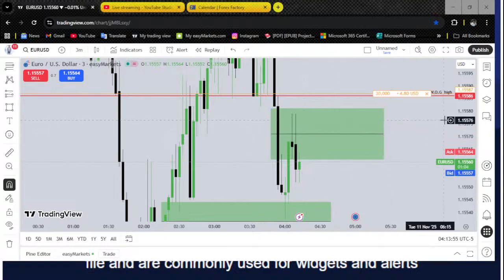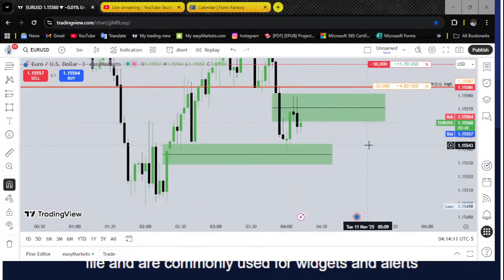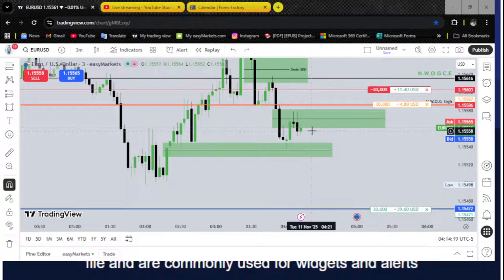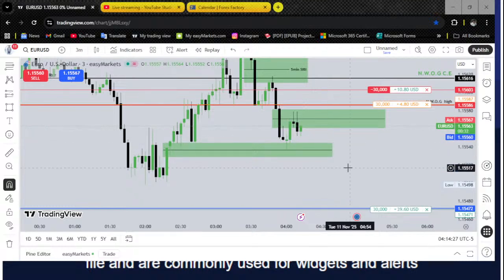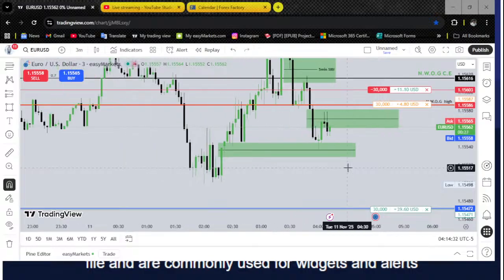Since it is already in the discount part of this fair value gap, by that it means it should be leaving, it should keep going. I don't have any issue even if it closes bullish, but just below that fair value gap. I don't have any issue because in the market there's nothing I can do about it. I can't control the market.